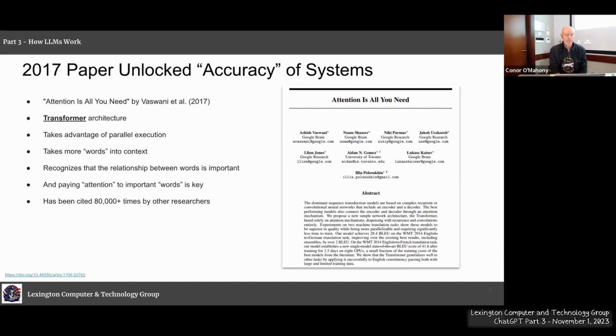They also said that paying attention to important words is the key. So, recognize that the words used in the context are important. Then identifying which of those are the key ones that you want to focus on is actually part of the big breakthrough. This paper has been cited more than 80,000 times by other researchers.